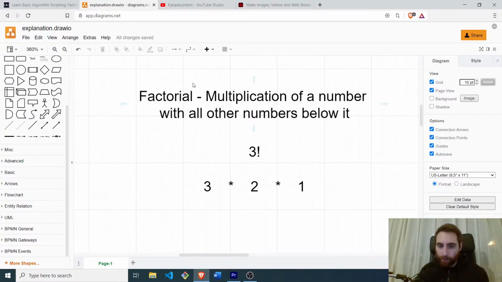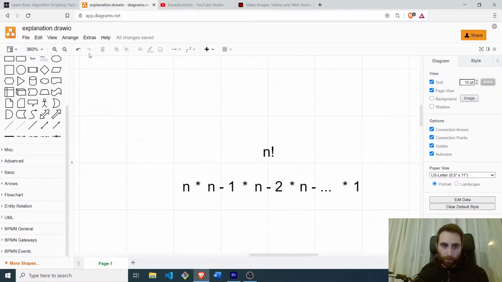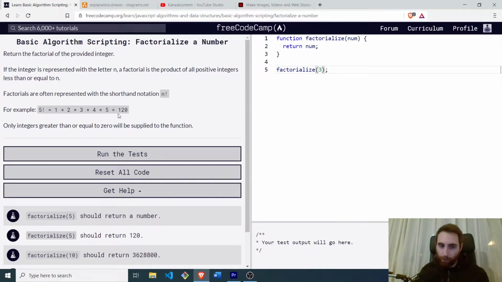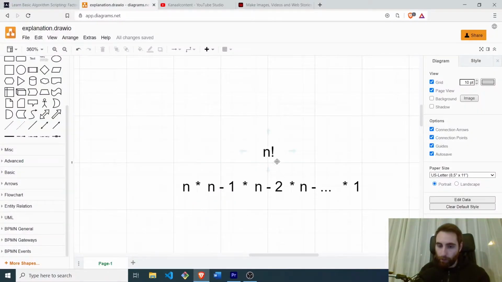So that's the definition I gave, and like I said, 3 factorialized is 3 times 2 times 1, and like we saw with 5, it would be 5 times all the lower numbers until 1. So the rule of thumb is that n factorialized, so any number, would be n times n minus 1, so 5 times 5 minus 1 times 5 minus 2 times 5 minus 3, and so on until it's multiplied by 1.